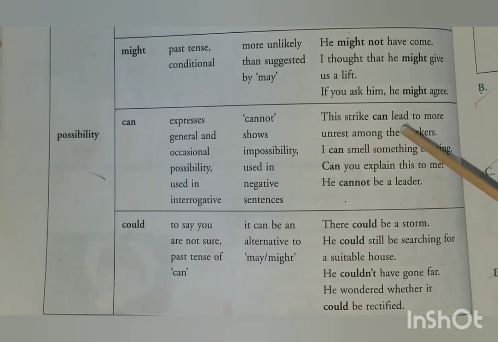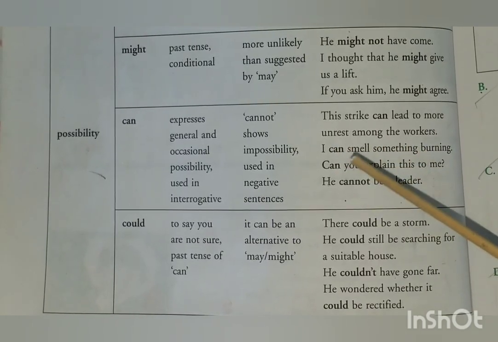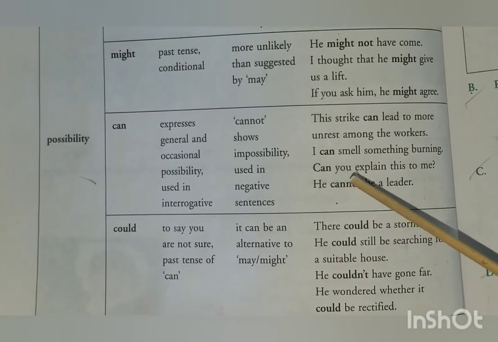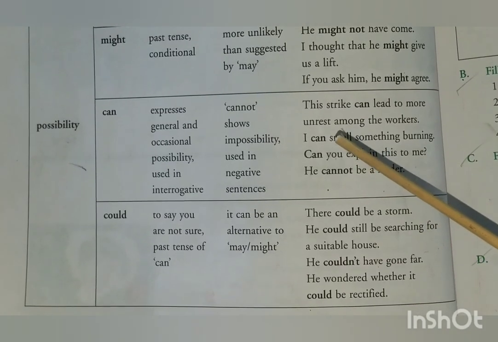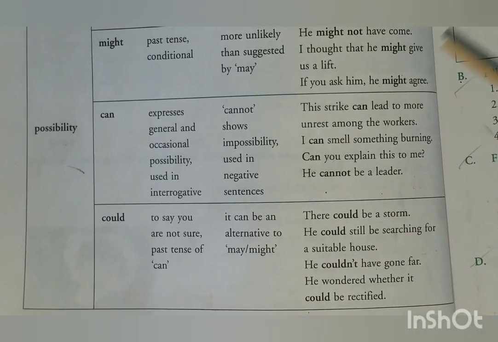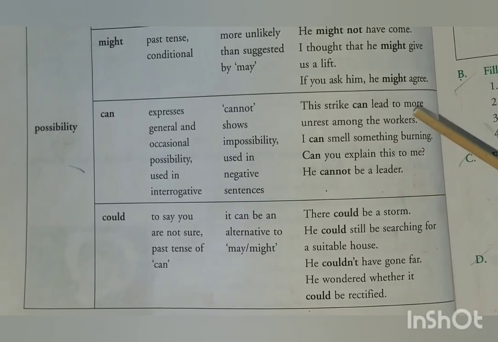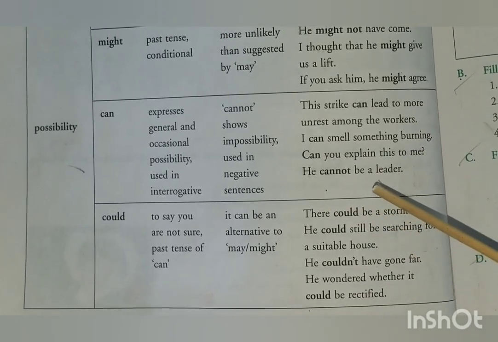This strike can lead to more unrest among the workers. I can smell something burning. Can you explain this to me? He cannot be a leader. These four sentences you can read, expresses possibilities. He cannot be a leader.